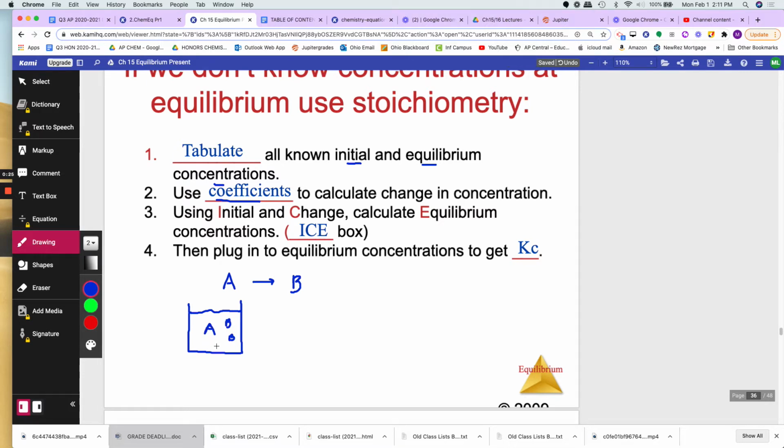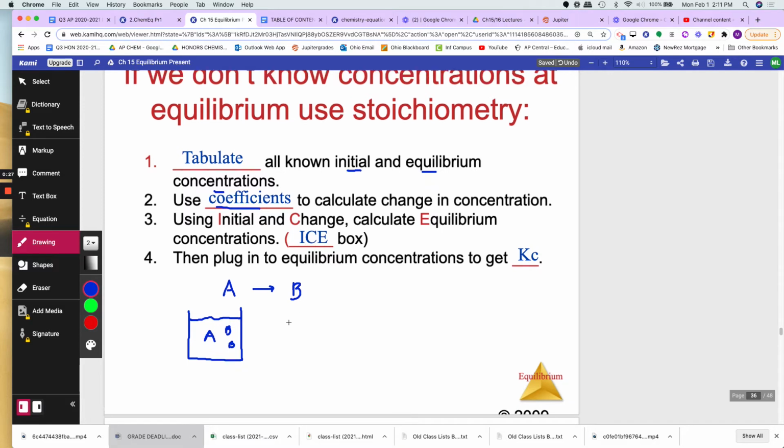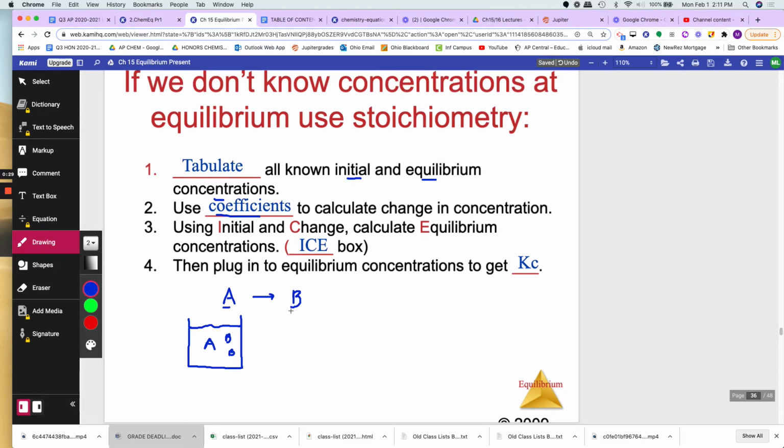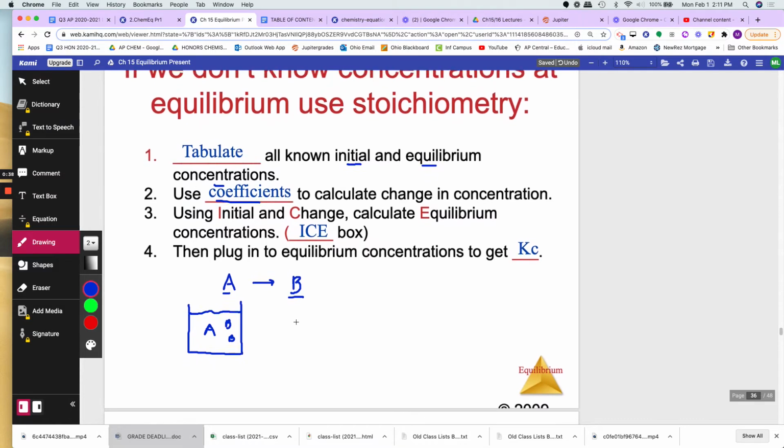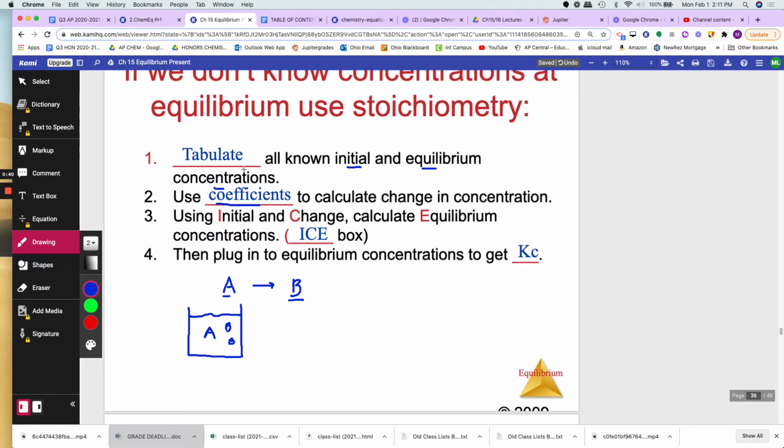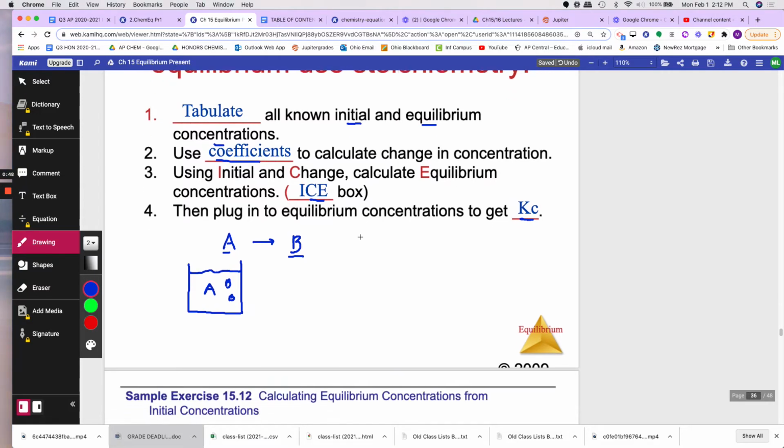Okay? In this lesson, you will be able to know how much A's and B's you will have when the reaction is all done, when you have reached equilibrium. To do this, we will tabulate it, we will use the coefficients to do an ICE box, and we will use Kc to find the final concentrations.